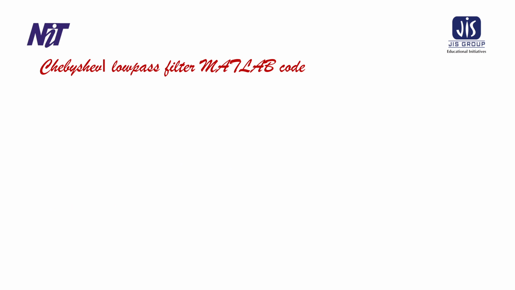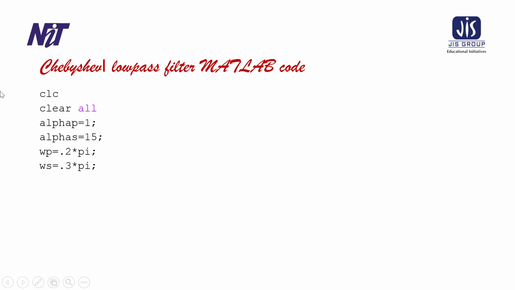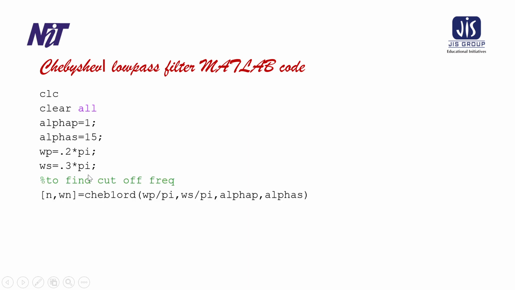Now we describe the Chebyshev 1 low-pass filter using MATLAB code. This is the declaration portion where alpha p, alpha s, omega p, and omega s are declared. Now to find the cutoff frequency, n and omega n, we use cheb1ord with omega p pi, omega s pi, alpha p and alpha s. So from here we can get the cutoff frequency.